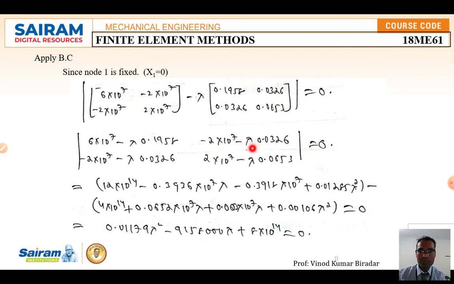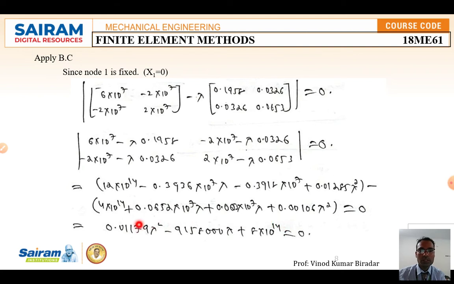After simplification you are going to get the final equation in lambda. That is of the form a x square plus b x plus c. So finally you are going to get this equation. If you simplify and multiply this, first as it is written, multiply this, you are going to get 0.01179 lambda square minus 9158000 lambda plus 8 times 10 to the power of 14 equal to 0.